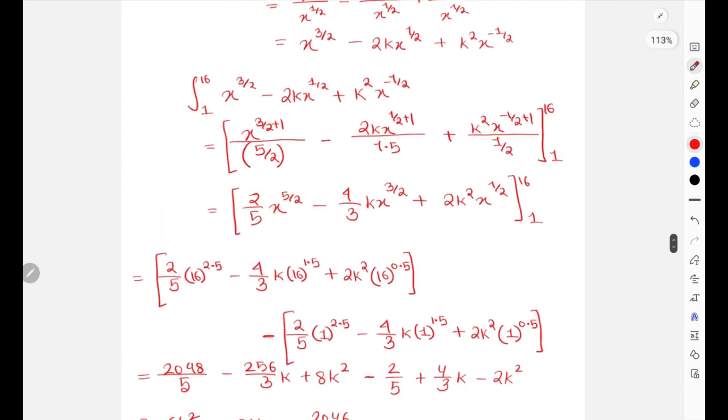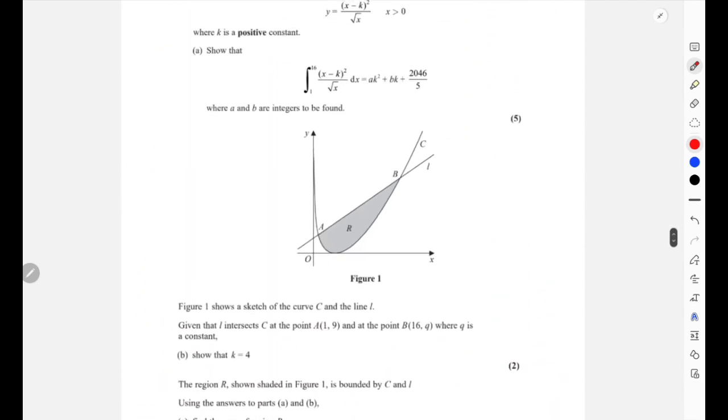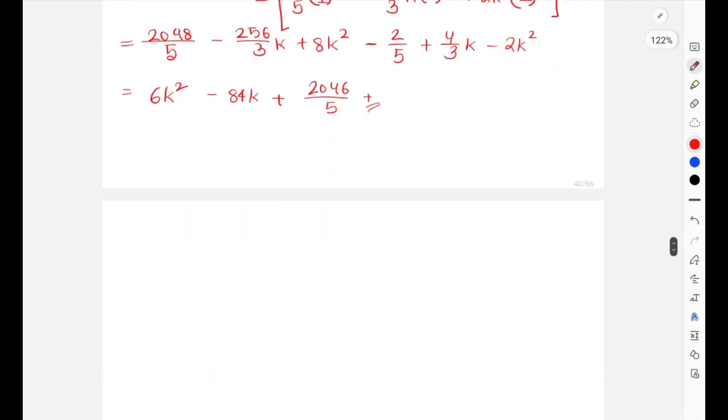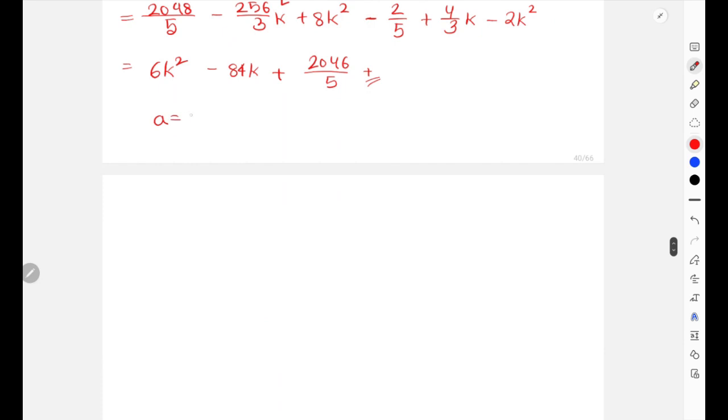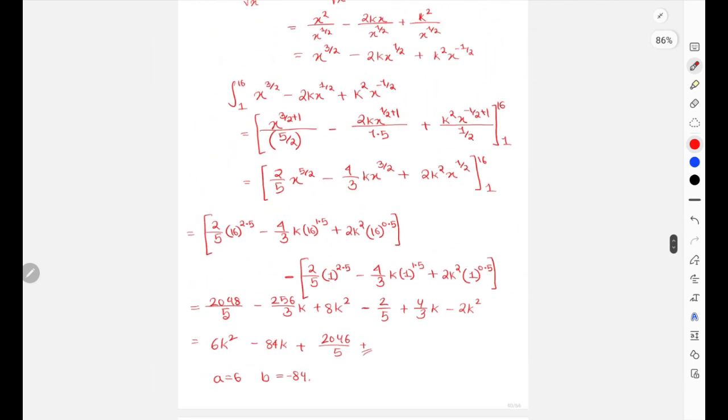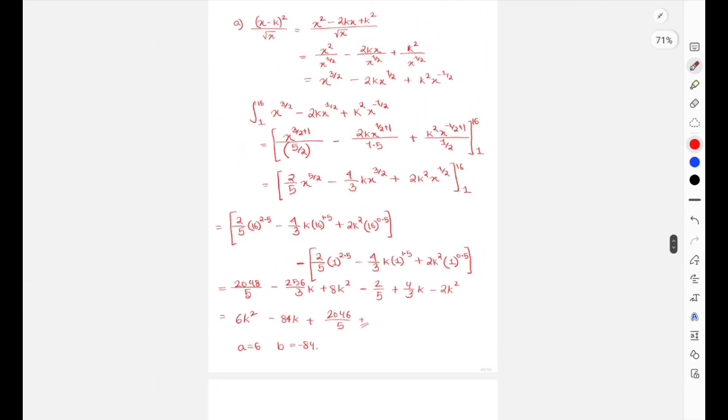If you go back to your very top, if I go back on this part, you can clearly see everything is similar. In that case, the value for your A turns out to be 6 and the value for your B turns out to be minus 84. So I'll just write it down over here. In that case, A is 6, B is minus 84. So I will just zoom out so that you guys can have a total look at this entire portion. This was part A. We'll move on to the next part.